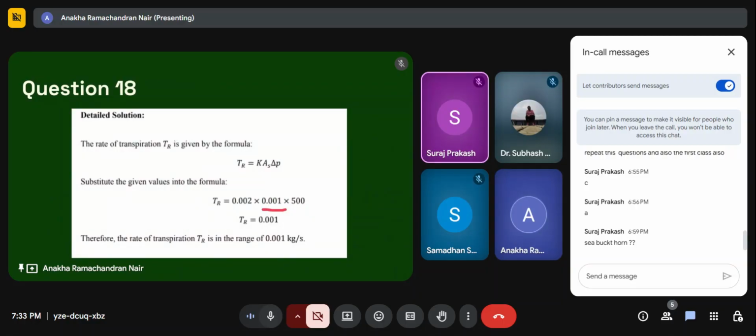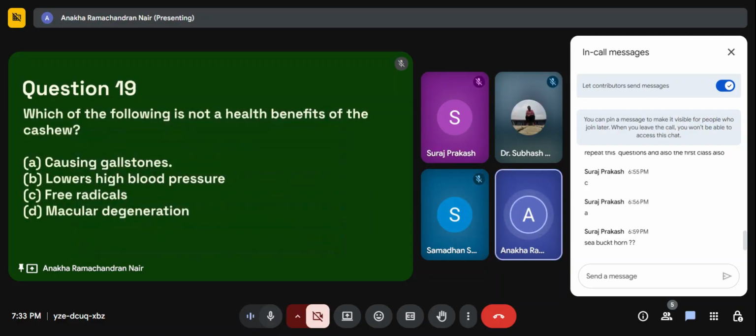No, no, ma'am. All right. So question number 19 is, which of the following is not a health benefit of the cashew? And there are four options: causing gallstones, lowers high blood pressure, free radicals, and macular degeneration. So, what do you think is the correct answer?